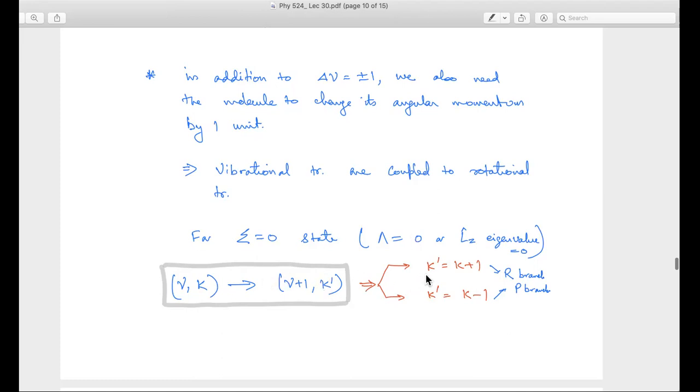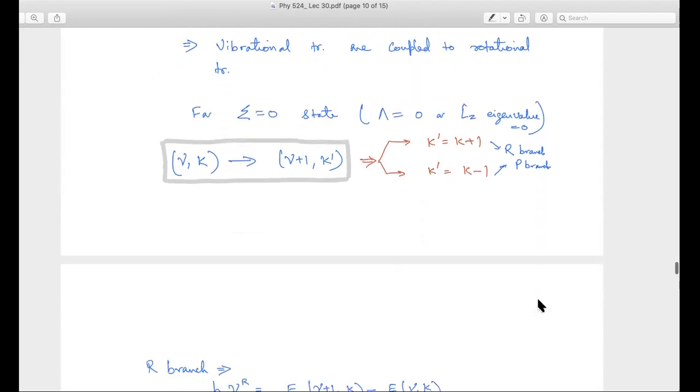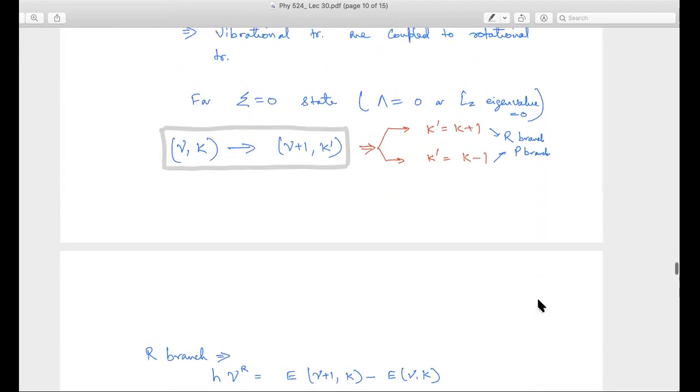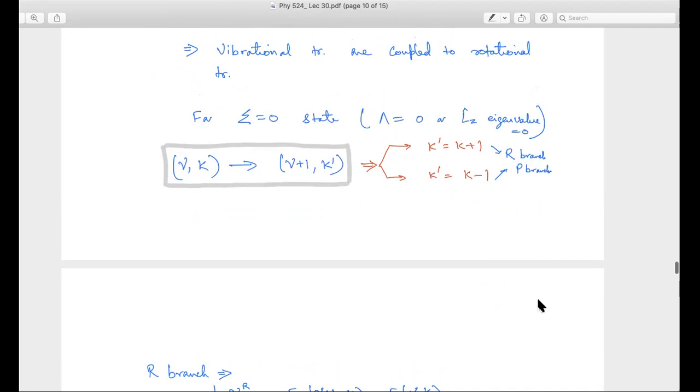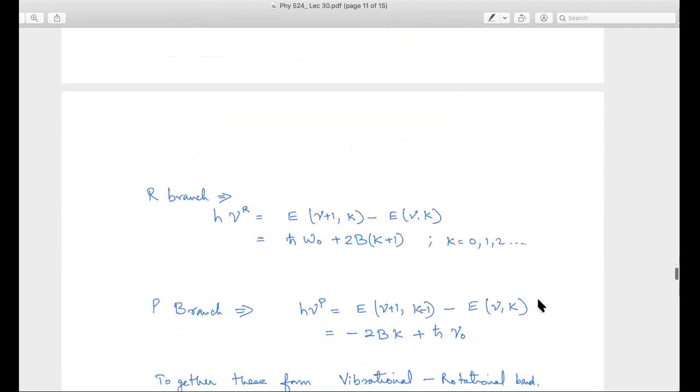So one I can choose to go to the next k prime. So the k prime can be k plus 1. Okay. So all such transitions are called the R branch. And then I can have another choice that k prime can be k minus 1. So all such transitions are called the P branch. And then there is another set of transitions, which is called the Q transition, which I'll come to in a minute. Okay. But let's talk about this R branch and the P branch first.